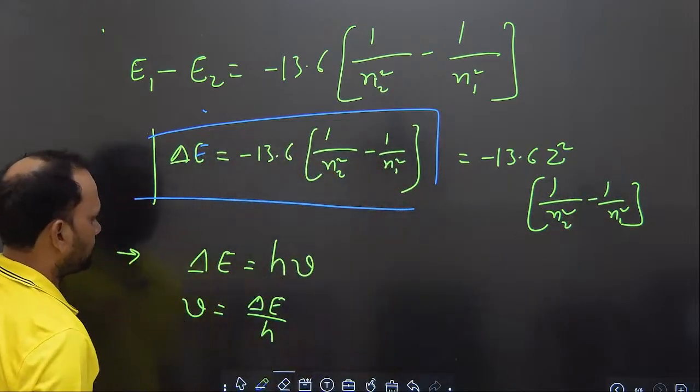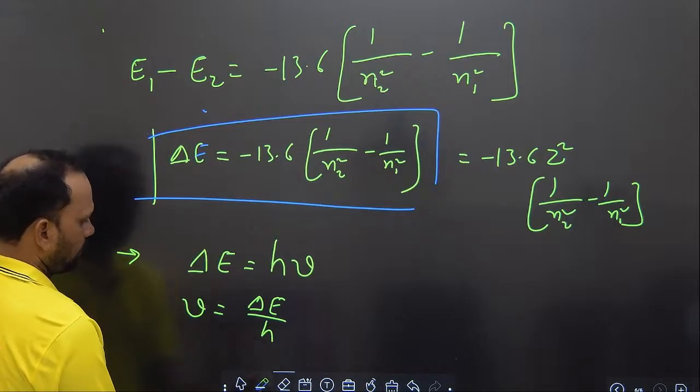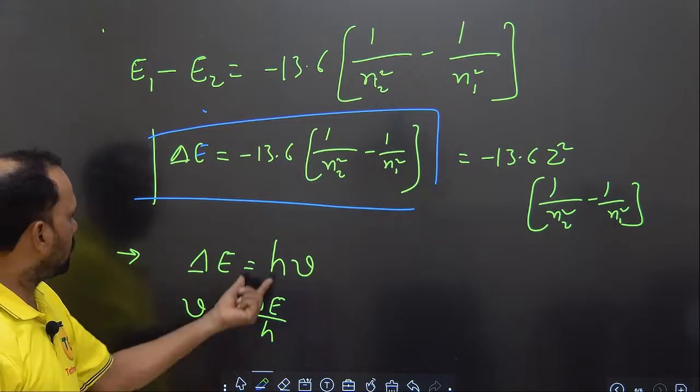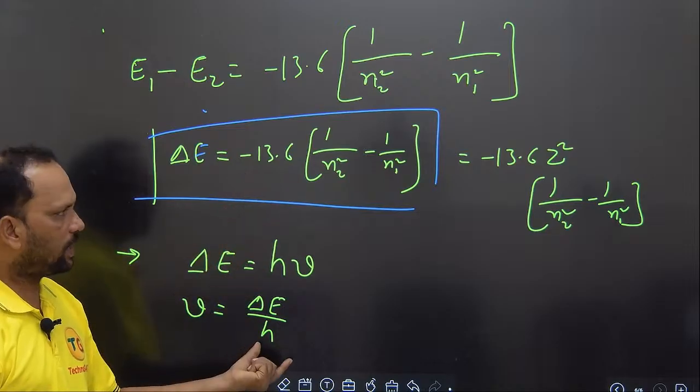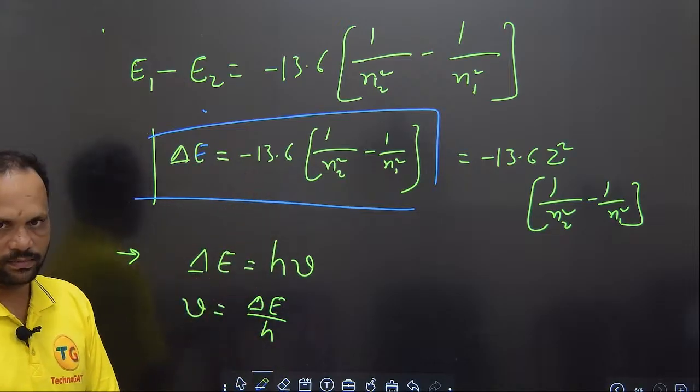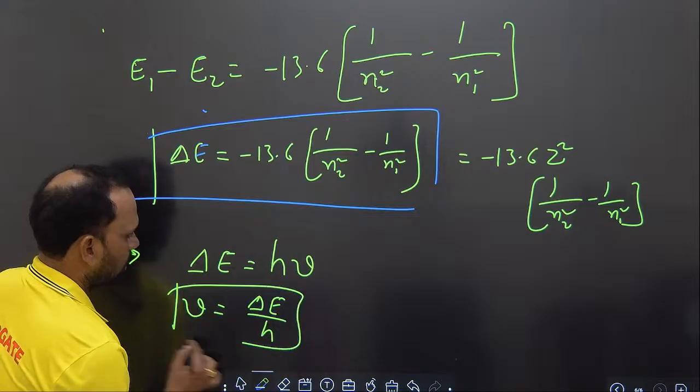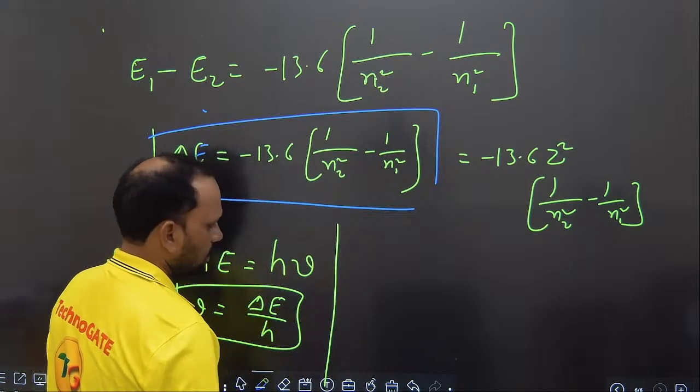Now, if you want to find out the frequency, we know the delta E value, we know the h value, and dividing one by the other gives it. Right. So this is one more formula. Next one, frequency.